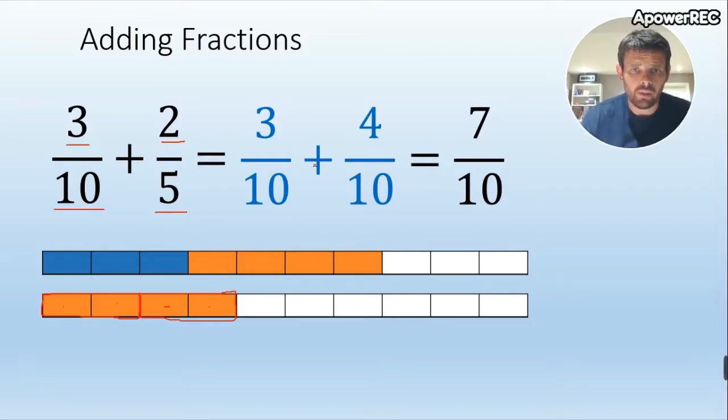My 3/10 plus 4/10 because I've changed my denominator to 10 from 5. I've doubled my denominator, so I double my numerator. That's 4/10. 3/10 plus 4/10 equals 7/10. So when we're adding fractions with different denominators, it's really important that we make sure they have the same denominator before we add them together.